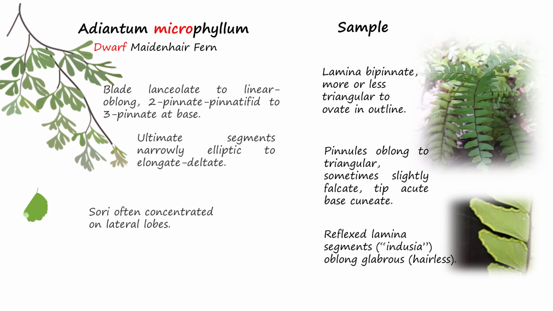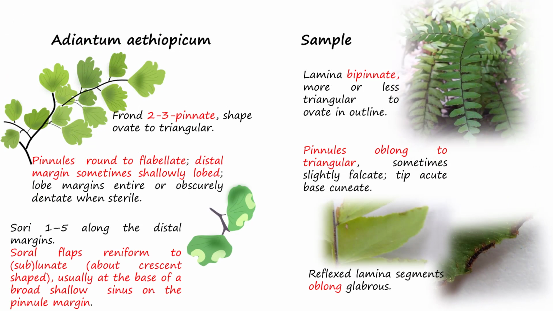Another species excluded as the unknown fern identity is Adiantum microphyllum, also known as the dwarf maidenhair fern, as the unidentified fern is not micro or dwarf. Adiantum aethiopicum, unlike the fern to be identified, may be tripinnate, has pinnules round to flabellate with distal margins sometimes shallowly lobed and sori flaps reniform to sublunate, that is about crescent-shaped. The unidentified fern's fronds are two-pinnate, triangular-shaped with pinnules longer than broad, pinnule margins serrate in sterile fronds, pinnules more or less sessile, and sori flaps oblong. With so many differences between them, the unidentified fern is definitely not Adiantum aethiopicum.